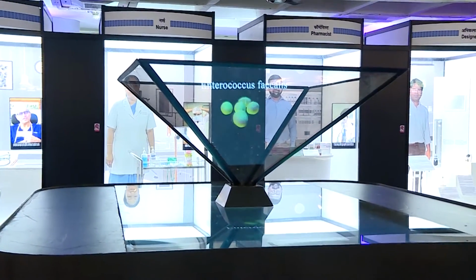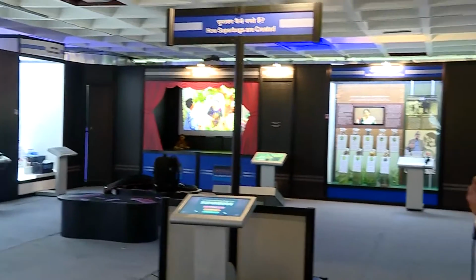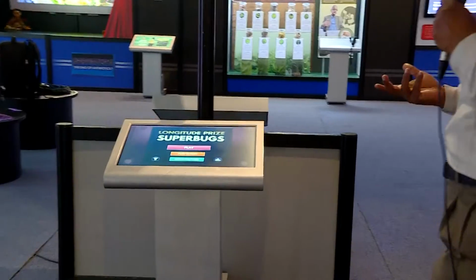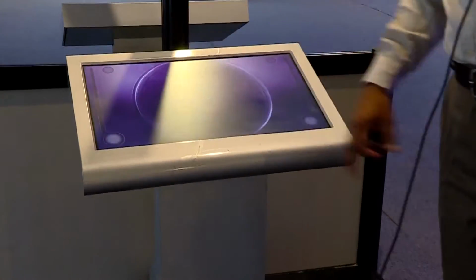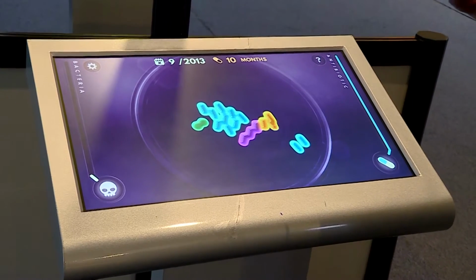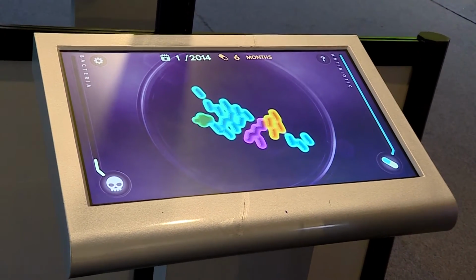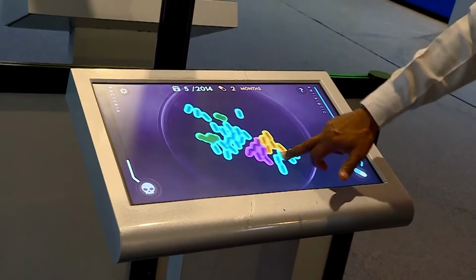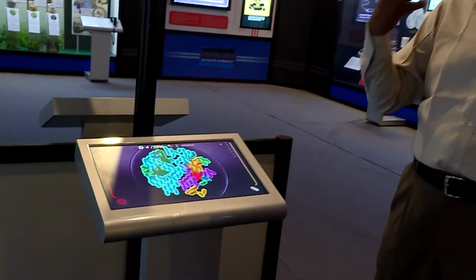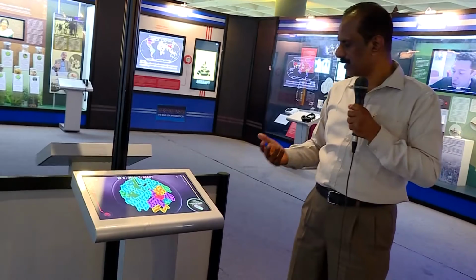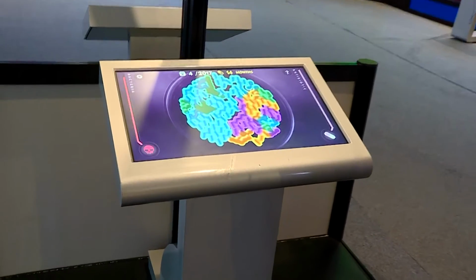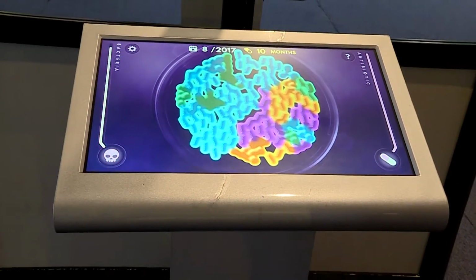At the same time, we also have an interactive here in which one can understand how simple microorganisms develop into superbugs. It's basically a game where one can host the bacteria on a petri dish and try known antibiotics to kill those bacteria. So the more the use of antibiotics, the more the resistance developed by these microorganisms towards the known antibiotics. So this game can be played by the visitors to understand how simple bacteria become superbugs.